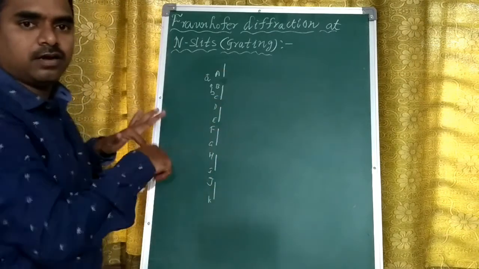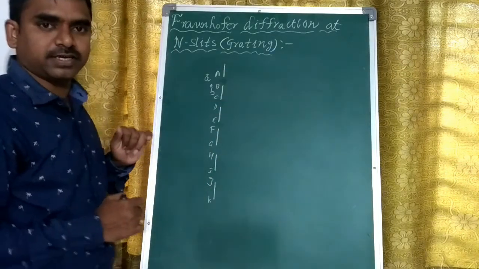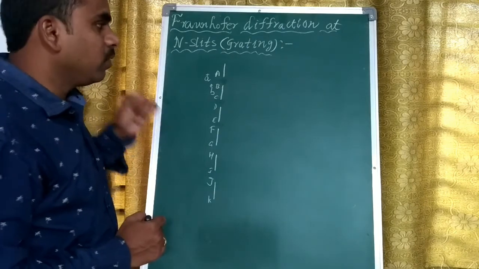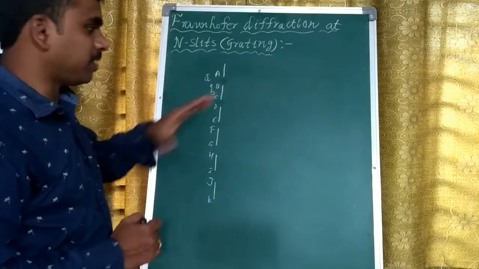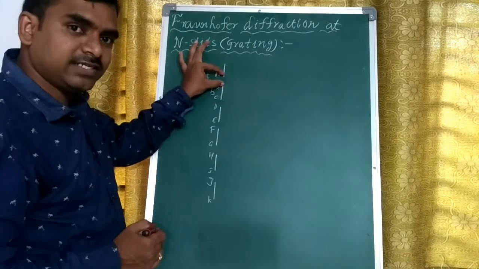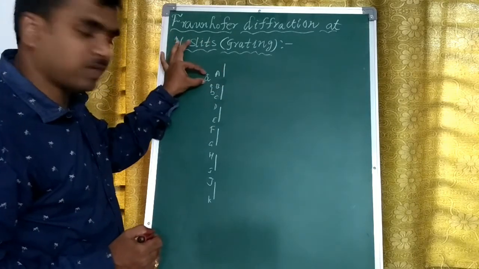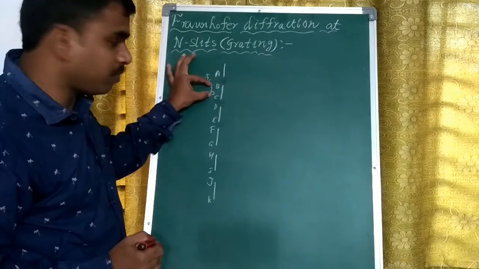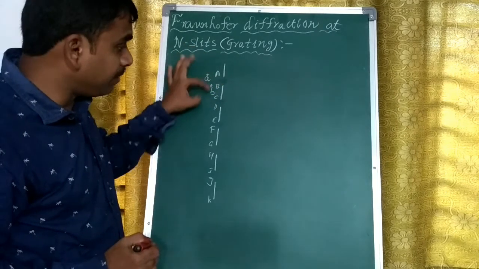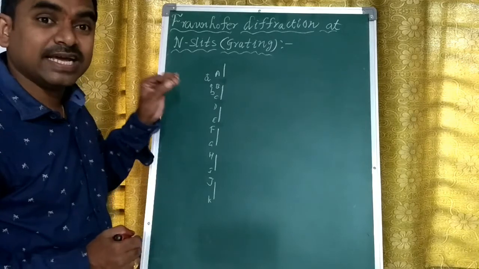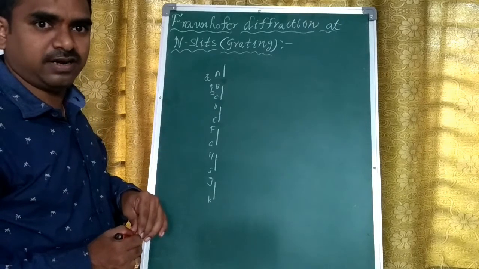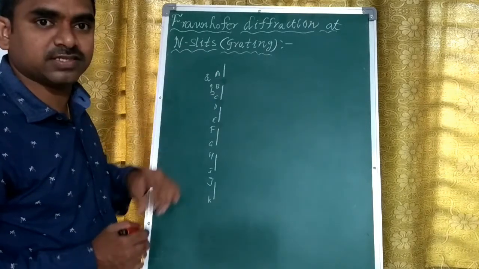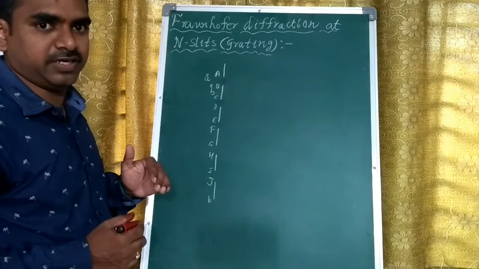This is a section of diffraction grating. We are allowing the light to pass through them. AB is a slit. The width of the slit is small a. BC is the opaque barrier. The width of the opaque barrier is b. a plus b is called the grating element. Also, the points between those are called corresponding points.